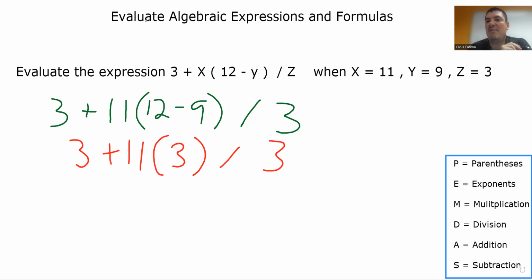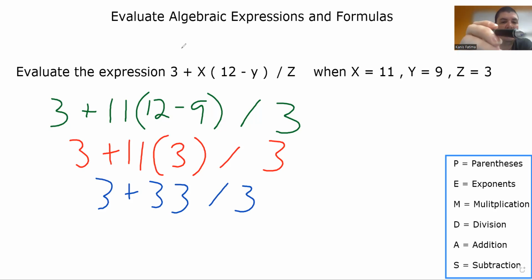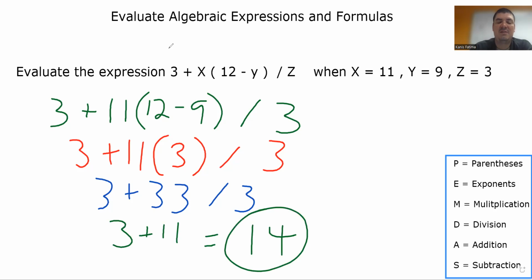Okay. So now I follow my order of operations left to right. So 3 plus 11 times 3. 11 times 3 is 33. Divided by 3. Next, I see the division is my next step. So I keep going. I have 3 plus 33 divided by 3 is 11. So now I'm done and all I do is solve. So my answer is 14.